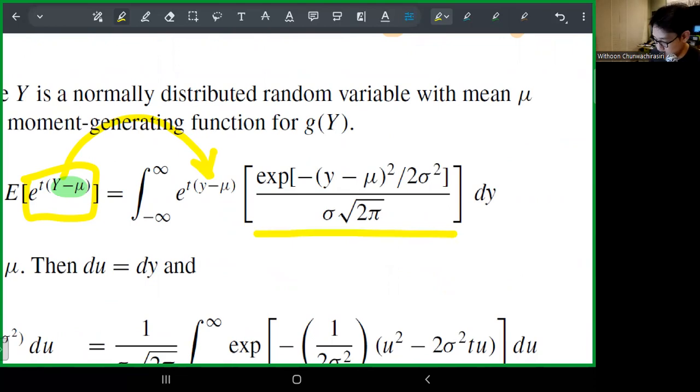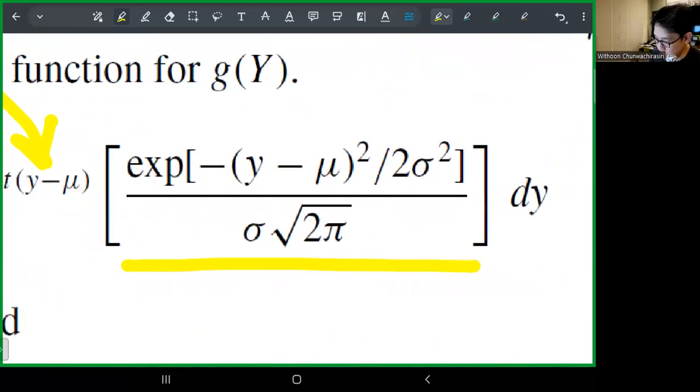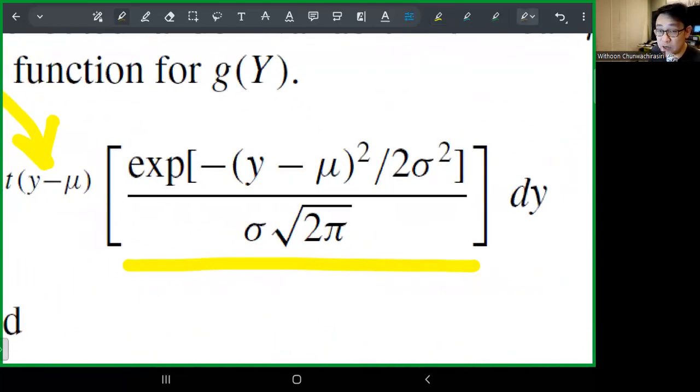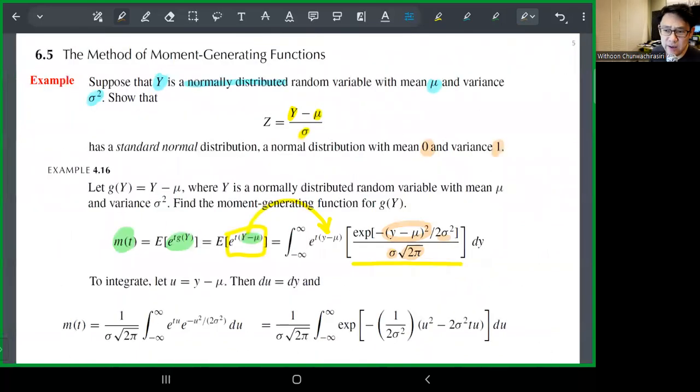This is the one that you're probably going to hit a lot, because the normal function itself looks pretty bad. It's an exponential of this whole thing divided by 2 sigma squared, and there is a factor underneath, which is sigma times the square root of 2 pi. The normal function itself is kind of bad. Here comes the question: how can we evaluate this integral?